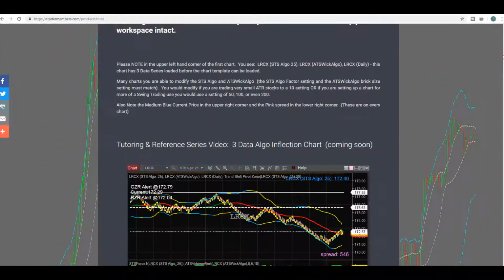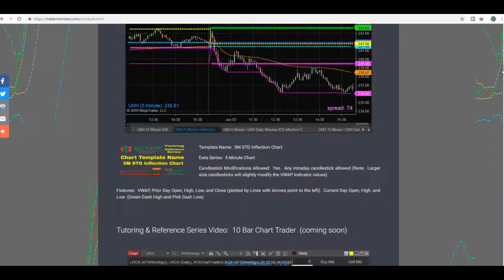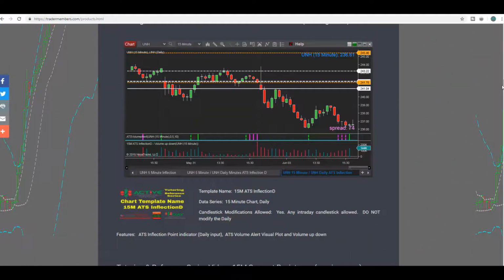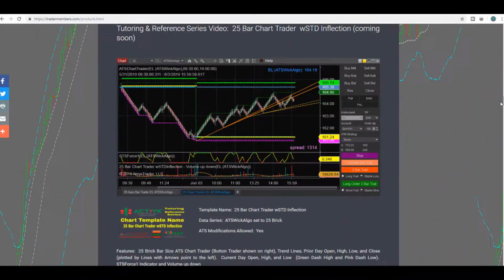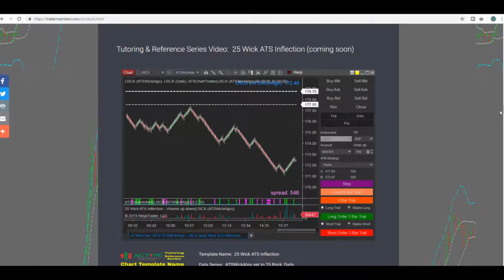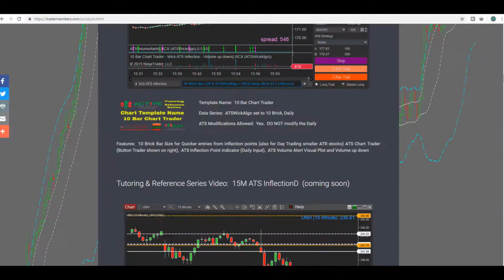This page is open to the public. It goes over each of the charts and what they have on them, the indicators, the indications, how to scan for those, and so forth.